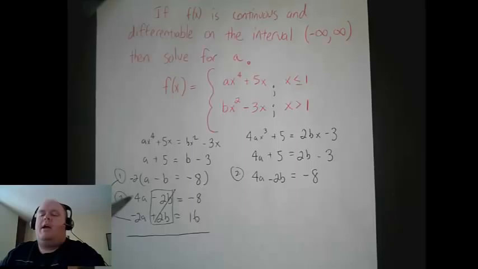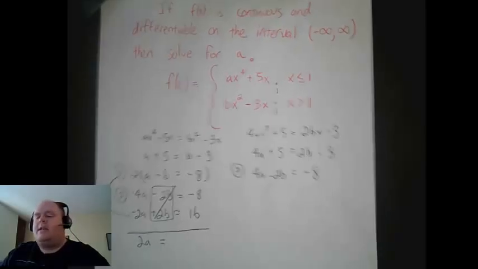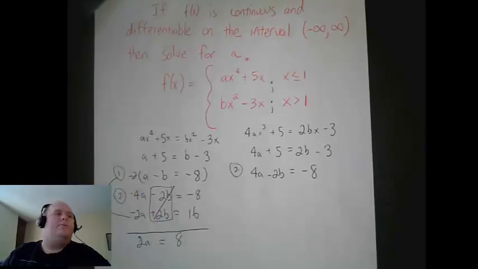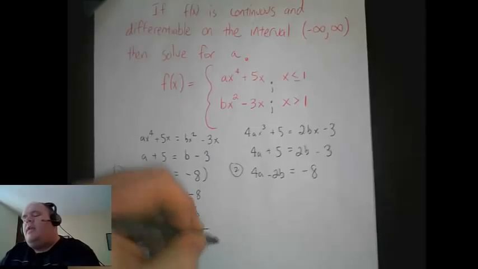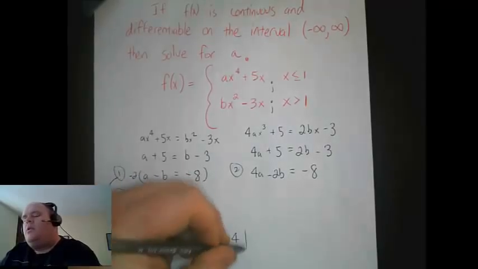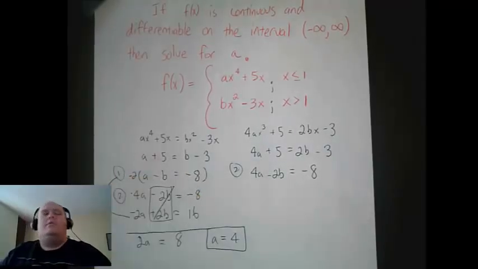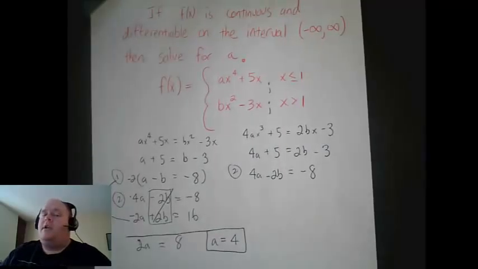So now I have 4a minus 2a is 2a. -8 plus 16, pretty sure that's 8. So I have 2a equals 8. Pretty sure then that a equals 4. All right. So we were able to solve this question. I showed you all the steps you're needing to do.